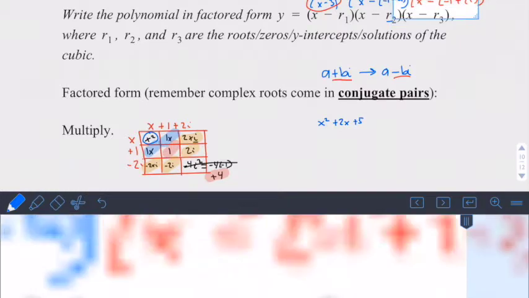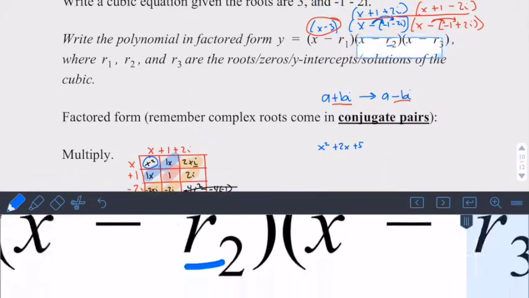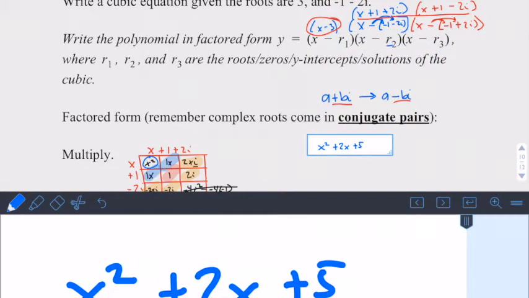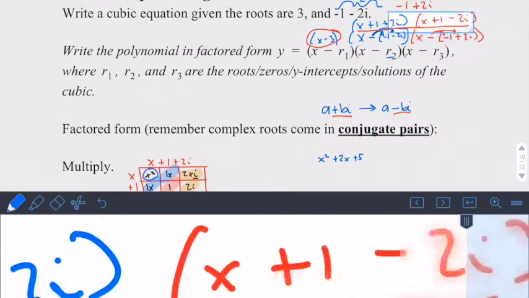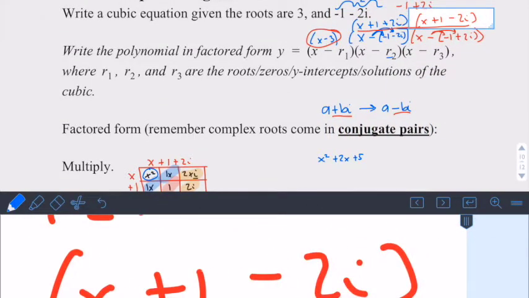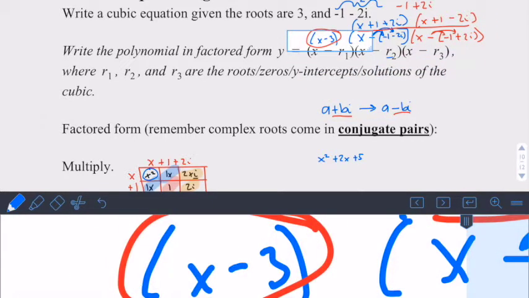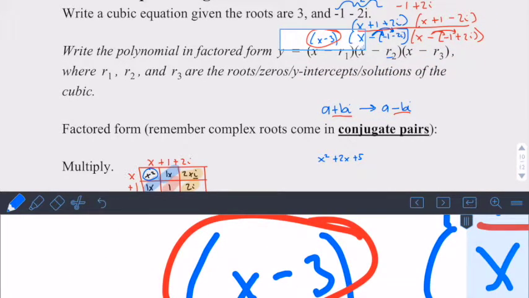And that nicely, all that madness with the roots canceled and turned into something rather nice. Remember, we did that on purpose because the conjugate pairs are going to cancel out the imaginary pieces. And then now we need to multiply by x minus 3.